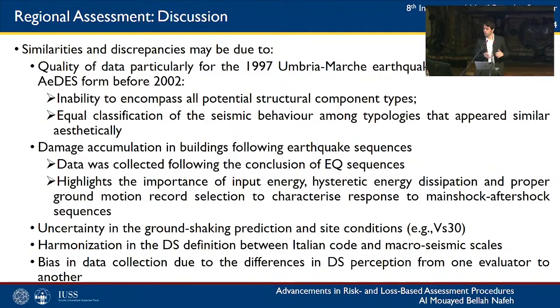And these similarities and discrepancies between the analytical and empirical fragility functions may be due to many sources, including the quality of data, particularly for the 1997 Umbria-Marche sequence and the IDIS form before 2002, which was unable to encompass all potential structural component types, leading to an equal classification of the seismic behavior among typologies that appeared similar aesthetically. Damage accumulation is an important component that contributes to these discrepancies, as data was collected following the conclusion of earthquake sequences to ensure the safety of the inspectors.